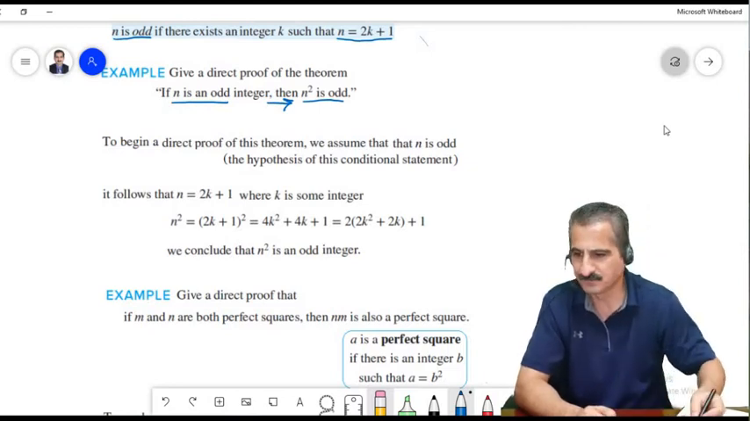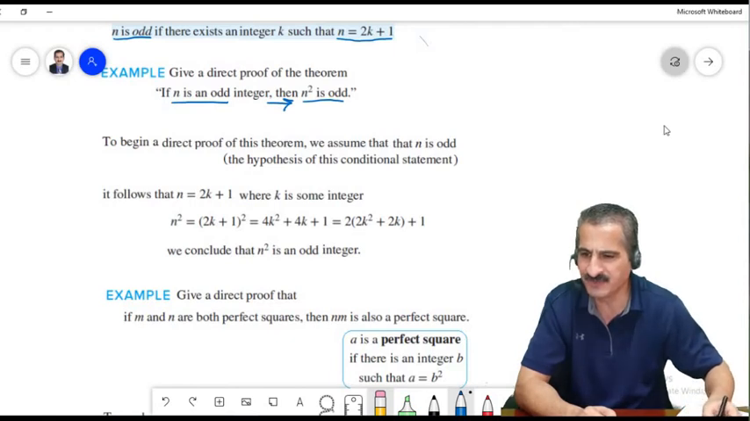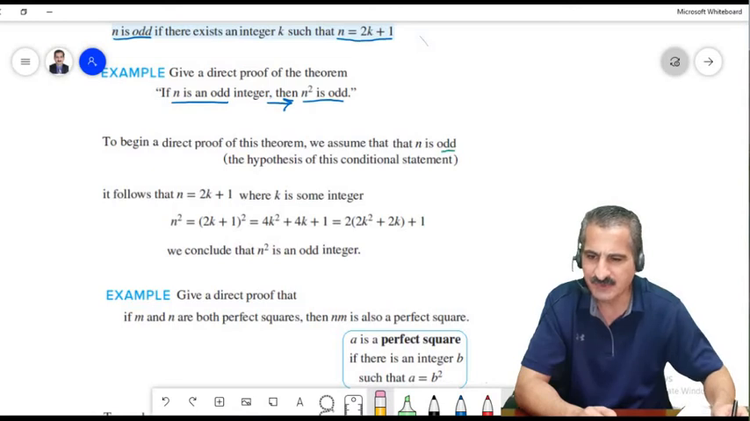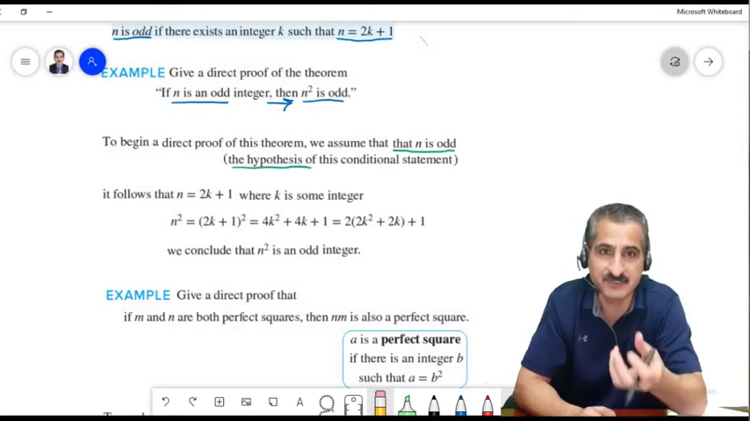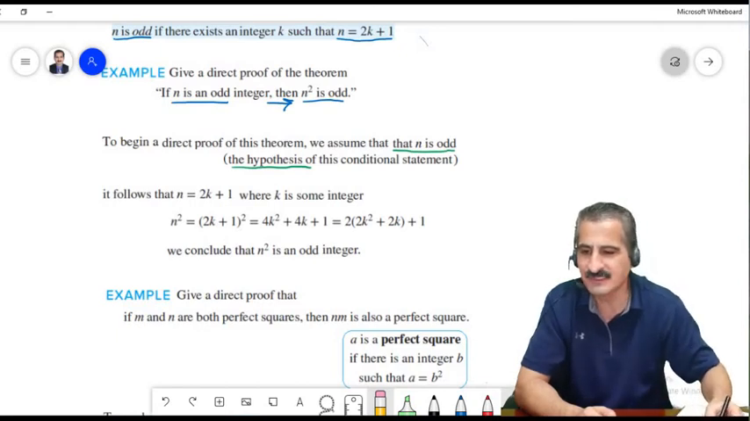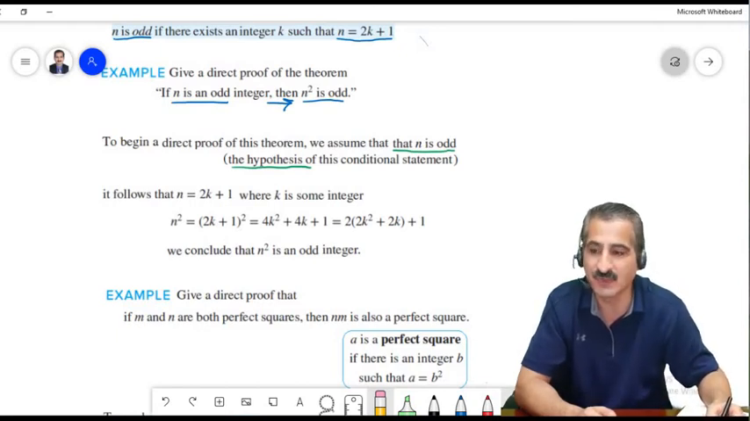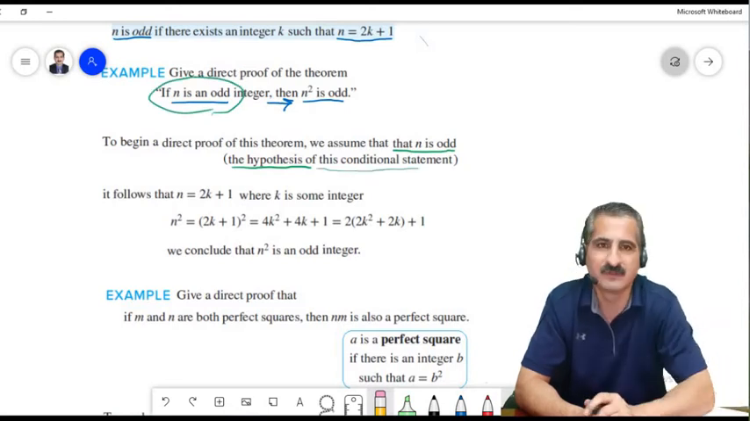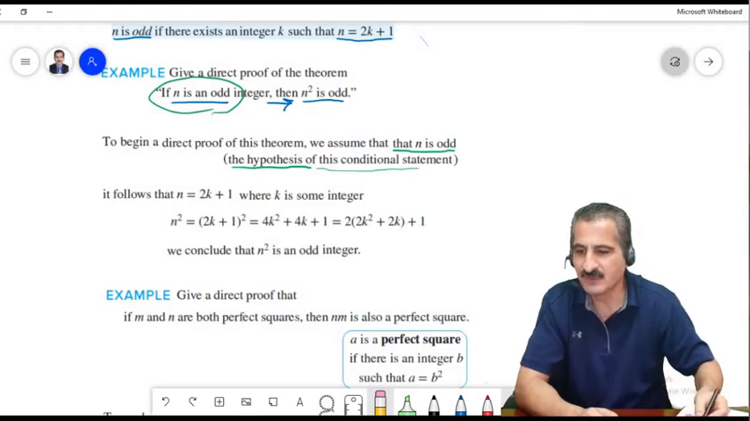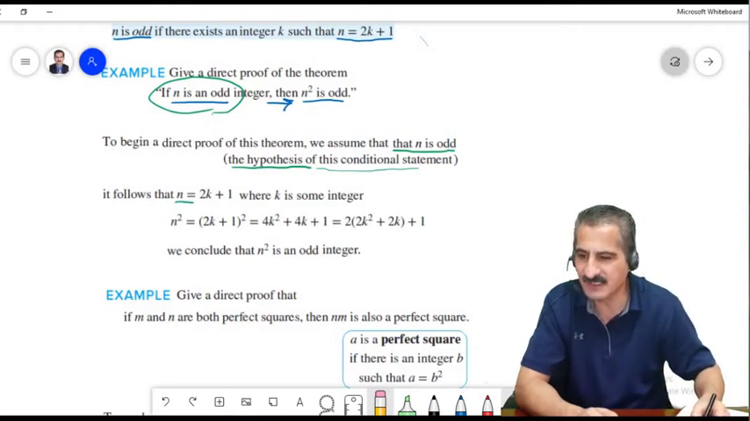Okay. So we begin with a direct proof of this theorem. We assume that n is odd. Here I want you to get used to this statement. This is called the hypothesis, the hypothesis of the theorem. So this statement, having n to be odd, is called the hypothesis of the conditional statement. So assuming n is odd, that means n has this form 2k plus 1, where k is some integer.